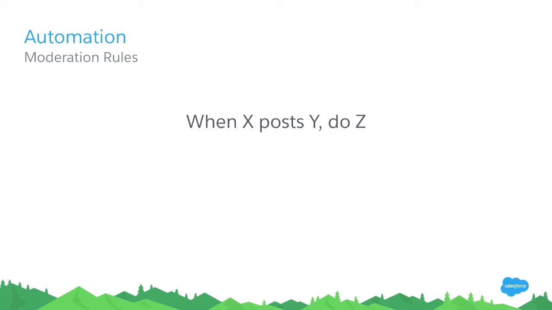So what you can do in more recent releases is configure a moderation rule. A moderation rule is simply a construct that lets you configure our system so that when X posts Y, do Z.